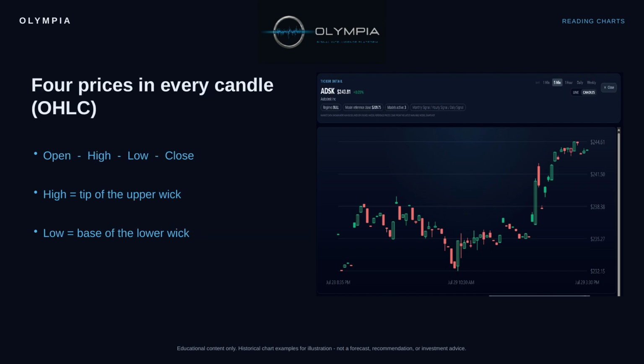Now, hidden inside that one shape are four separate prices, and traders call them OHLC. Open, where the session started. High, the very tip of the upper wick, the highest price anyone was willing to pay. Low, the bottom of the lower wick, the lowest it traded in the whole session. And close, where it finally settled when the time frame ended. Open, high, low, close. Once those four click for you, you can read any candle on any time frame, a 1 minute chart or a monthly one. It's exactly the same language.